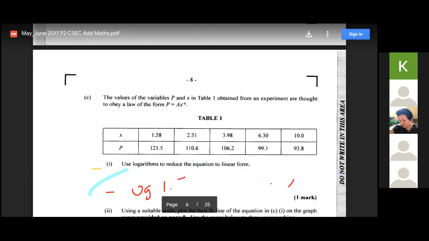Okay. Should we run off or make it stay there? Yeah.